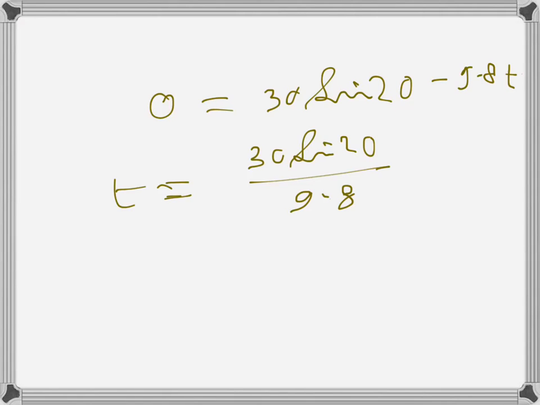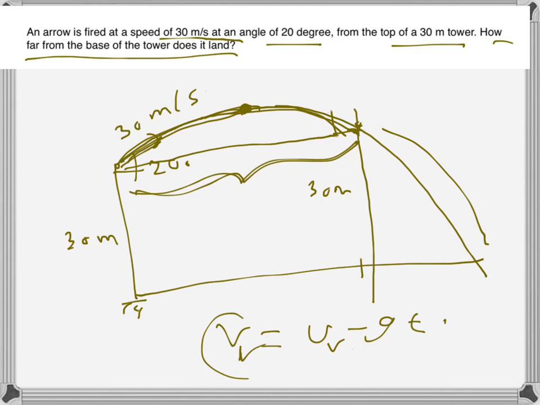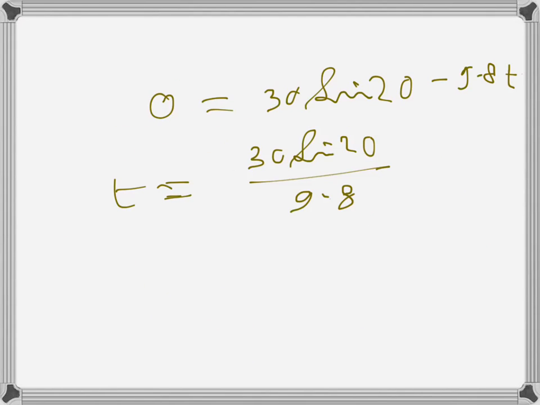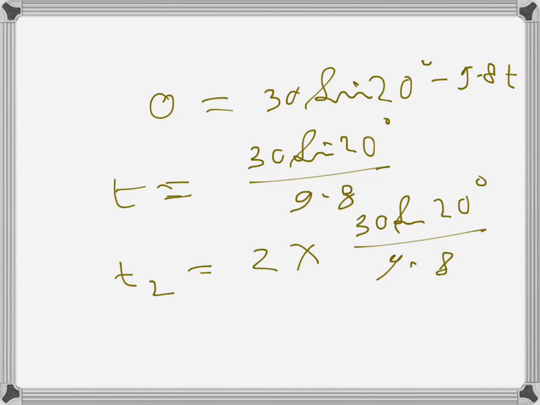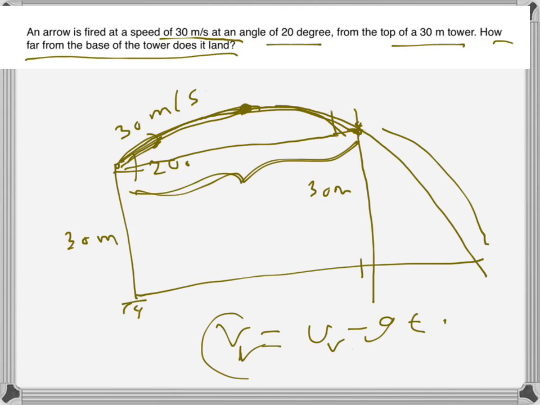Now if we want to find the total time it takes to reach here, we have to just multiply this one by 2. So if we call that t2, and multiply this one by 2, we get 2 times 30 sin 20 degrees over 9.8, that is 2.10 seconds. So that's the duration, the time it takes to reach here.